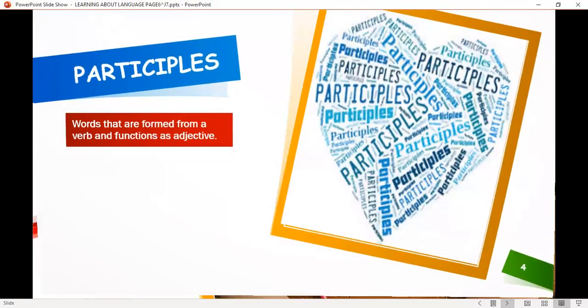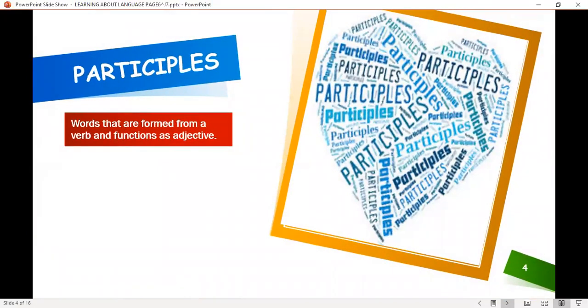First of all, we will study participles. Participles are the words that are formed from a verb and function as adjective. Means participles ऐसे अल्फाज हैं जो वर्ब से बनते हैं और काम adjective का करते हैं, which means they have to qualify a noun or a thing.